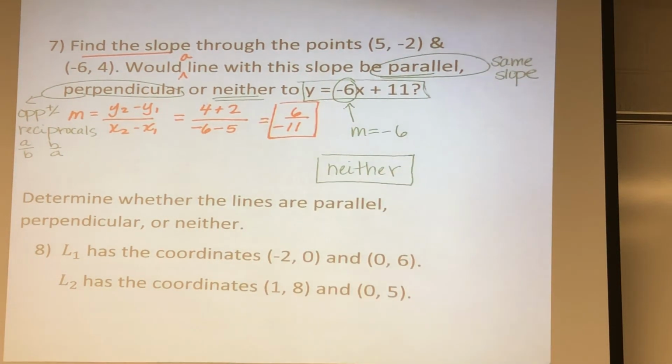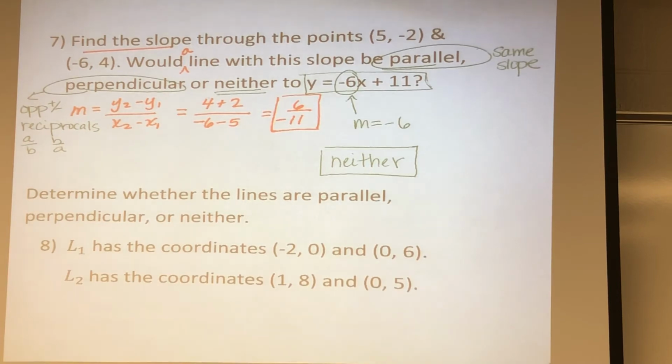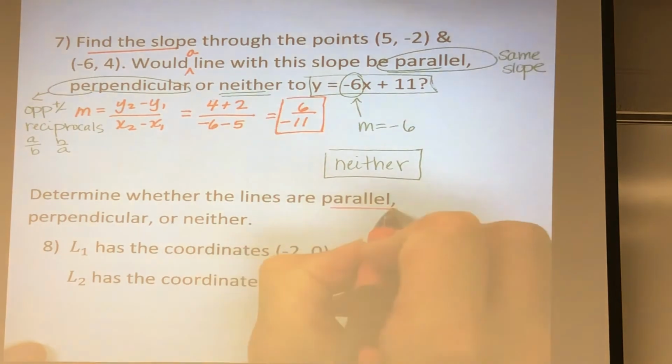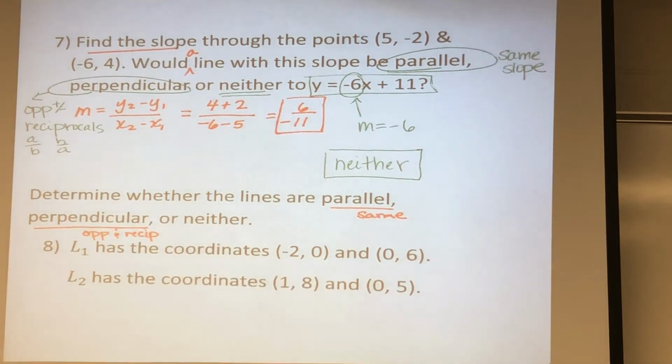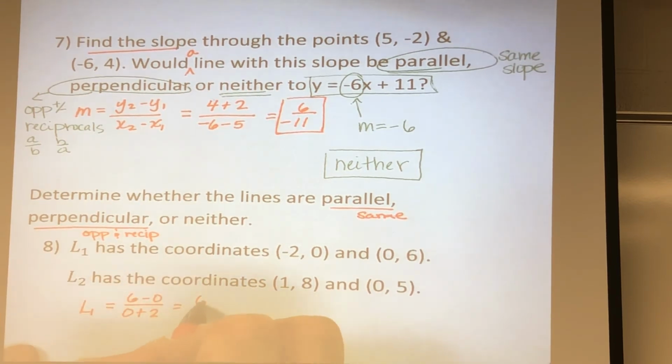All right, next up, we want to do the same thing. Determine whether the lines are parallel, perpendicular, or neither. So remember again, parallel, same slope. Perpendicular means that they're opposite and reciprocal, or neither. So we're going to have to find slope for L1 and slope for L2. So let's start with L1. Do our y minus y over x minus x. We find out that it has a slope of 3.